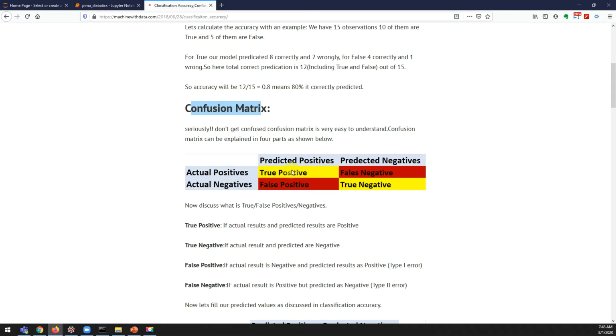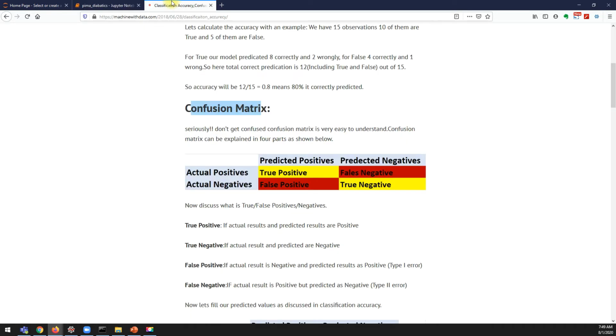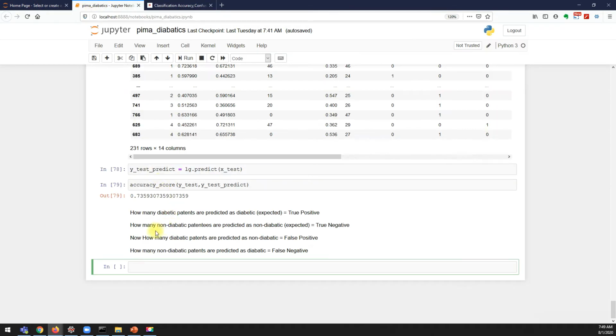If you see the true positive, which is in yellow color, it is actually positive and it is a predicted positive, which means it is positive and my model also predicted it as positive. In our case, how many diabetic patients are predicted as diabetic, which is expected. So when actual results and my predicted results are positive, we call it true positive. For the true negative, it is under actual negative, which is non-diabetic, and it is predicted as non-diabetic, which is predicted negative. Actual and predicted results are negative, which is called true negative.